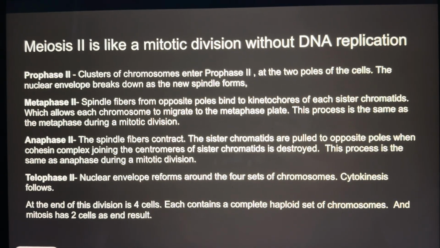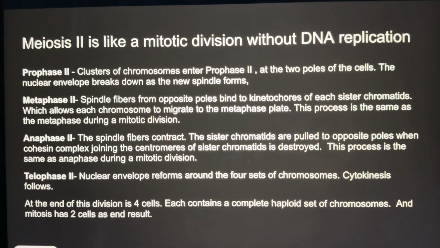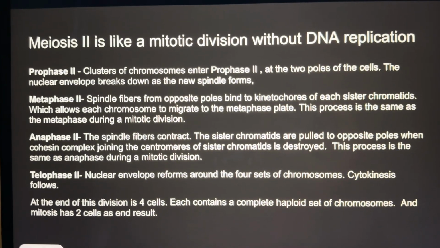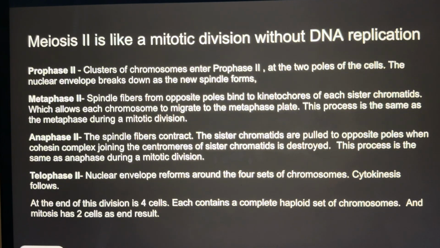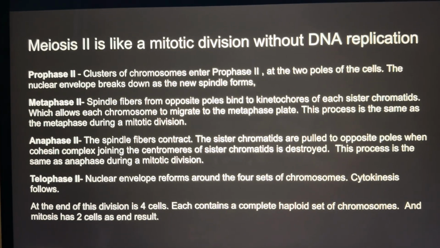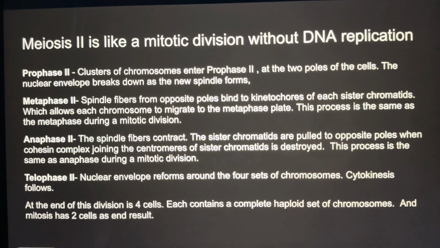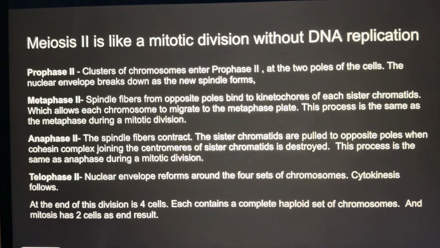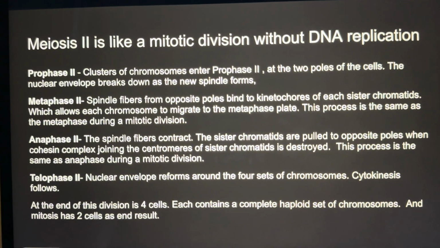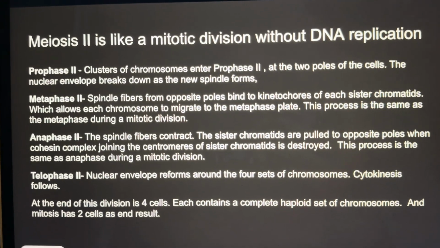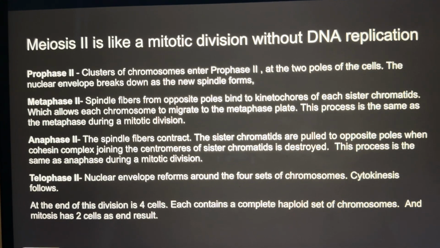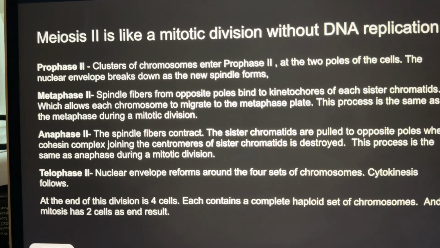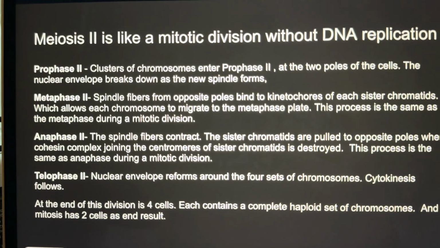Anaphase 2 is when the spindle fibers contract. The sister chromatids are pulled to opposite poles when the cohesion complex joining the centromeres of sister chromatids is destroyed. This process is the same as anaphase during a mitotic division. Telophase 2 is when the nuclear envelope reforms around the four sets of chromosomes. Cytokinesis follows, as the end result of this division is four cells. Each contains a complete haploid set of chromosomes, unlike mitosis, in which the end result was two cells.